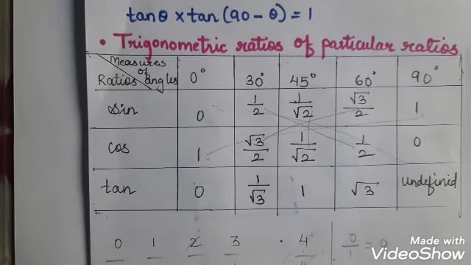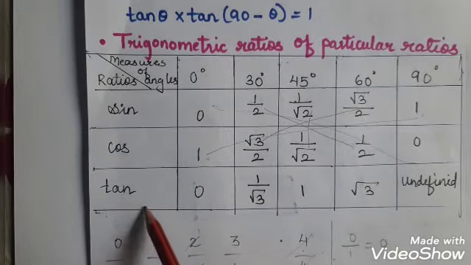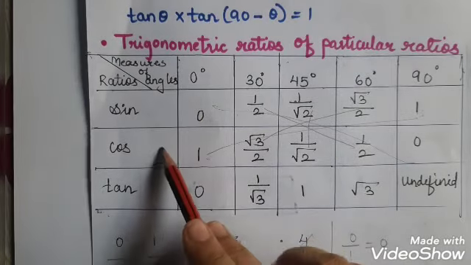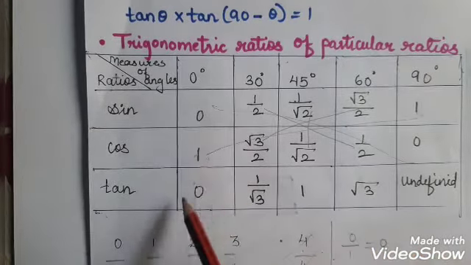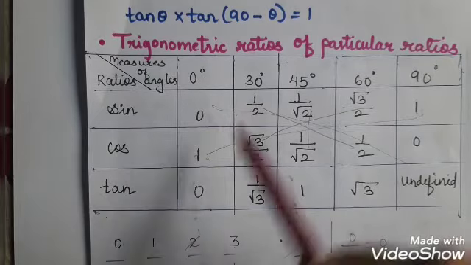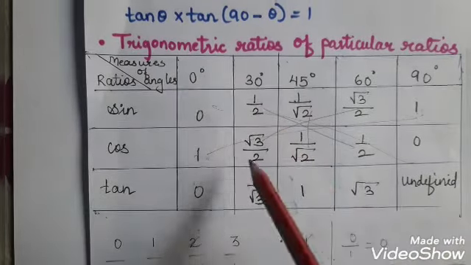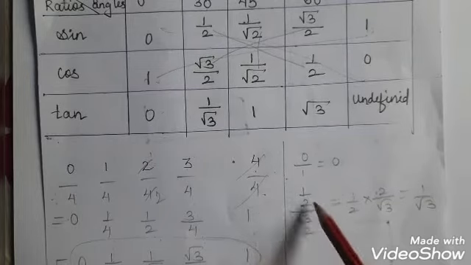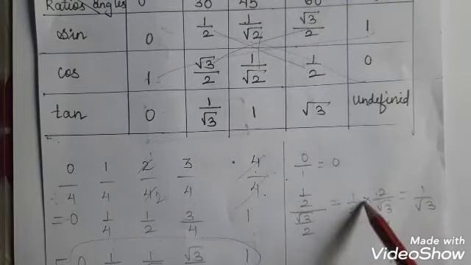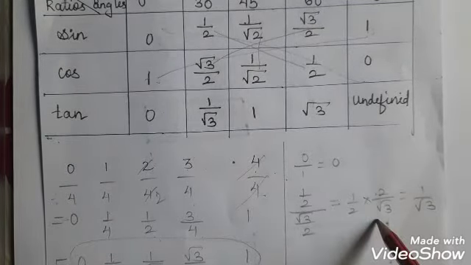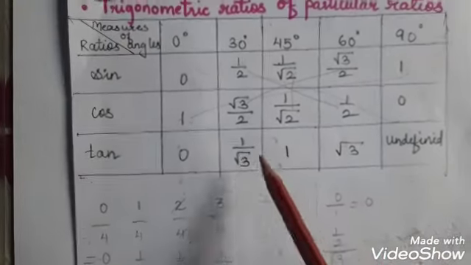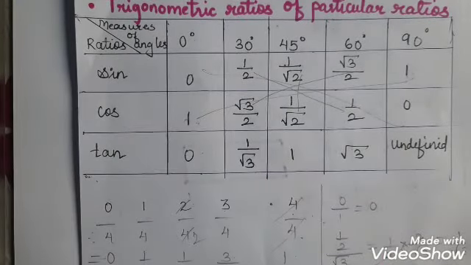And next is tan theta. Now tan, we know tan is sine upon cos. Okay, so 0 upon 1 is 0. Then next 1 upon 2 upon root 3 upon 2 becomes 1 upon 2 into 2 upon root 3. 2 gets cancelled. So that is 1 upon root 3.